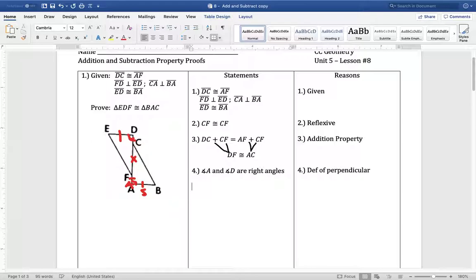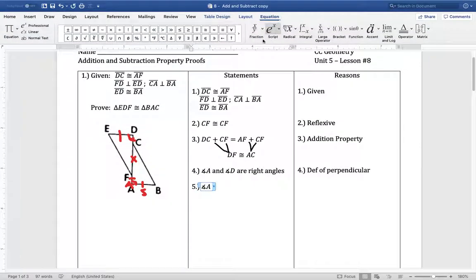And step 5, we already had ED is congruent to BA, so we just have to say these angles right here are congruent. We're going to say angle A is congruent to, give my congruent symbol, angle D. This is all right angles are congruent.